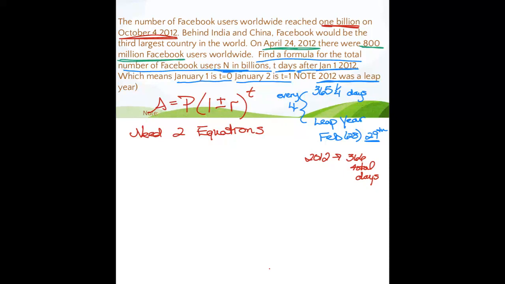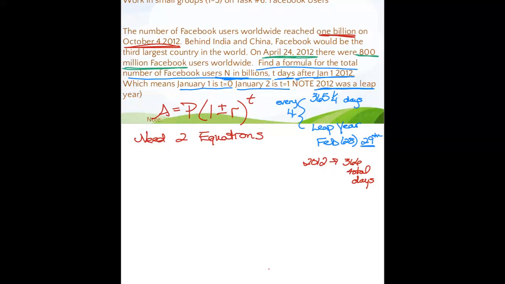Okay? So let's go first to April 24th of 2012. Do I have an ending amount for that day? On April 24th, there were 800 million. Is that an ending amount? Yeah, they're saying that is the end amount. So we need to put 800 million. And I'm going to leave it in millions for now.